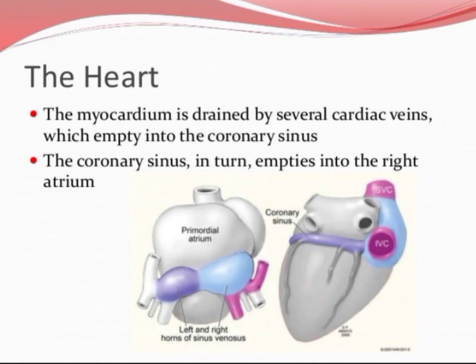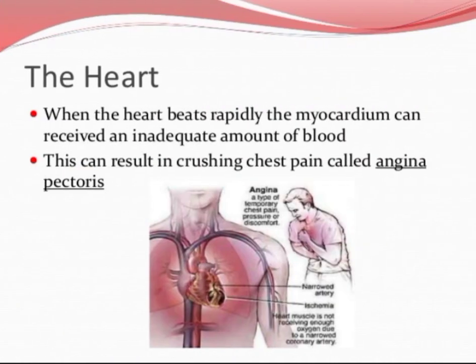The myocardium is drained by several cardiac veins which empty into the coronary sinus. The coronary sinus in turn empties into the right atrium. When the heart beats rapidly, the myocardium may not receive an adequate amount of blood. This can result in crushing chest pain known as angina pectoris.